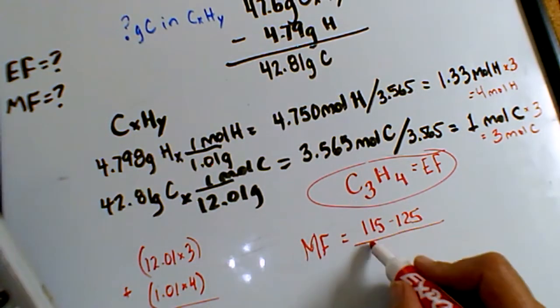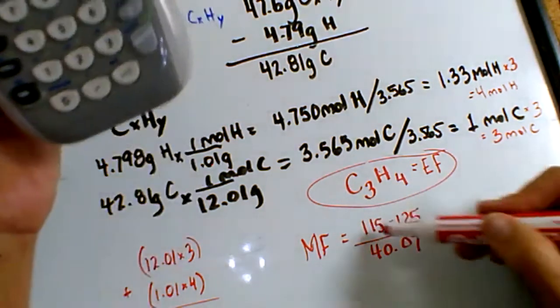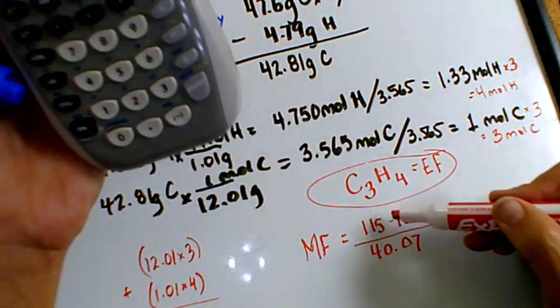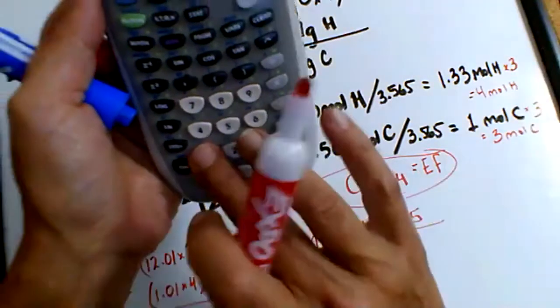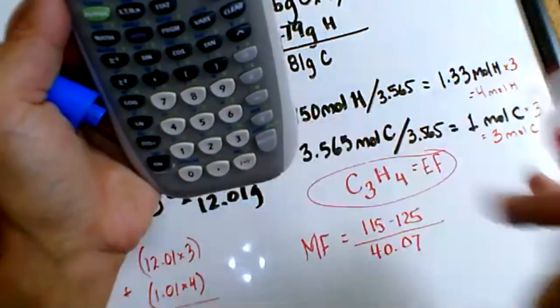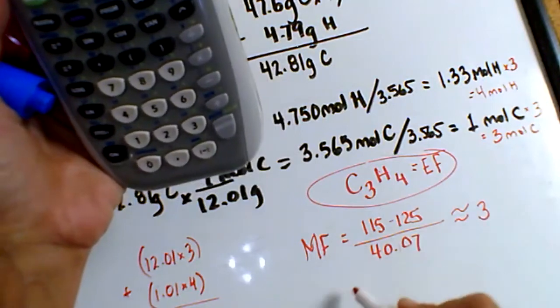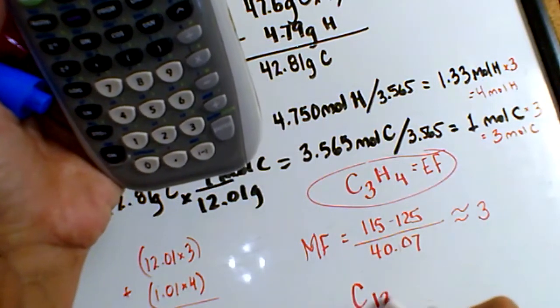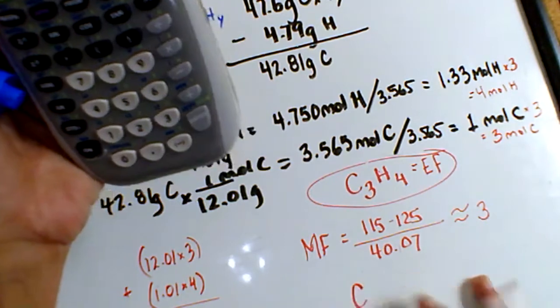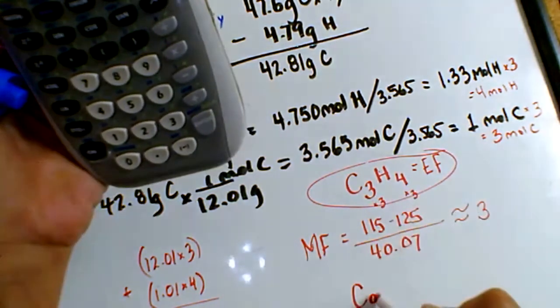Okay, so if I divide the molecular mass that is around 120 by 40, that sounds like a 5, doesn't it? No, a 3, yeah. I get about a 3, okay? So my molecular formula must be times 3, times 3, times 3. So that's C9H12.